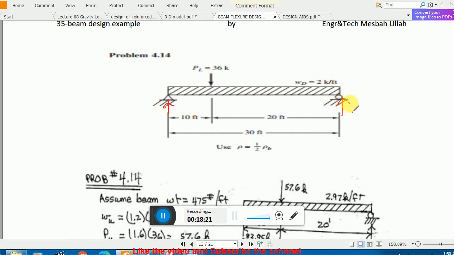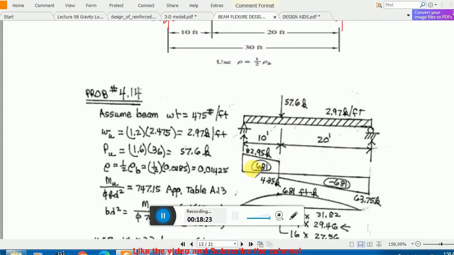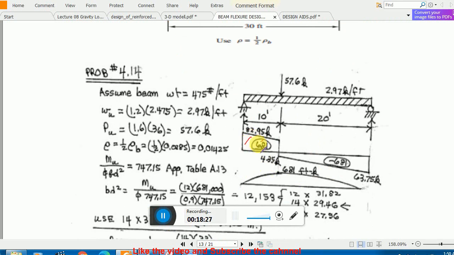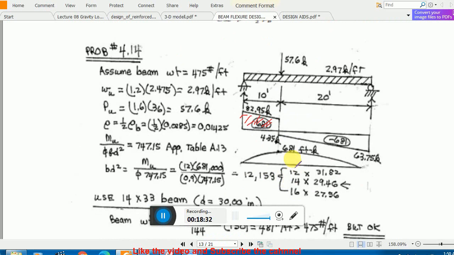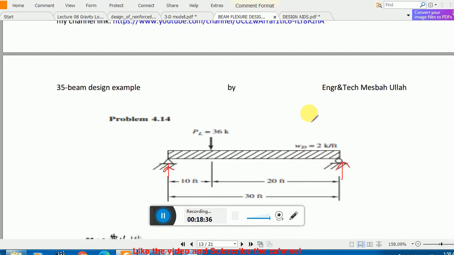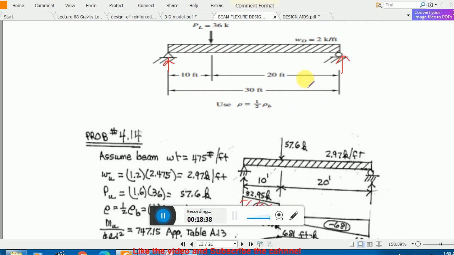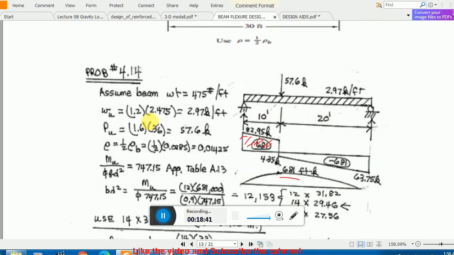Okay, after finding the reactions, you need to draw the shear force diagram, and once you have the shear force diagram, find the area of this shear force diagram, which will be your maximum moment, 681. This is the only trick in this question. And the rest of the thing is the same. Okay, the span length is 30 feet.